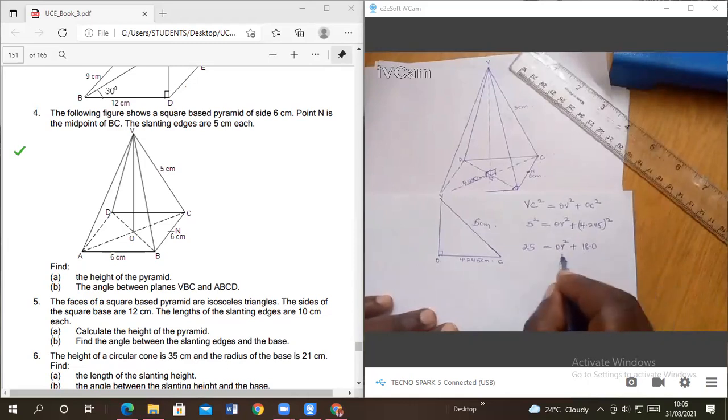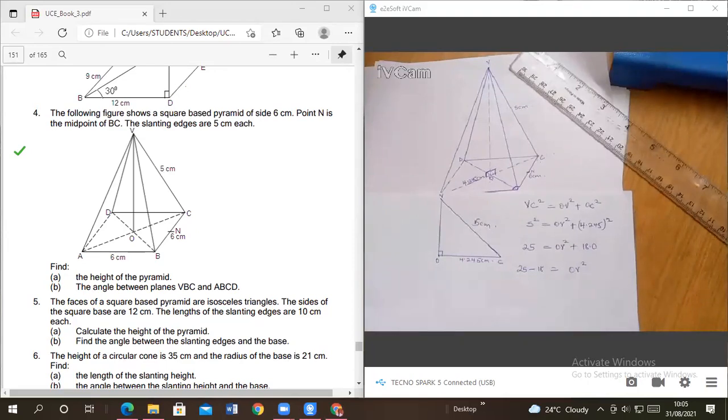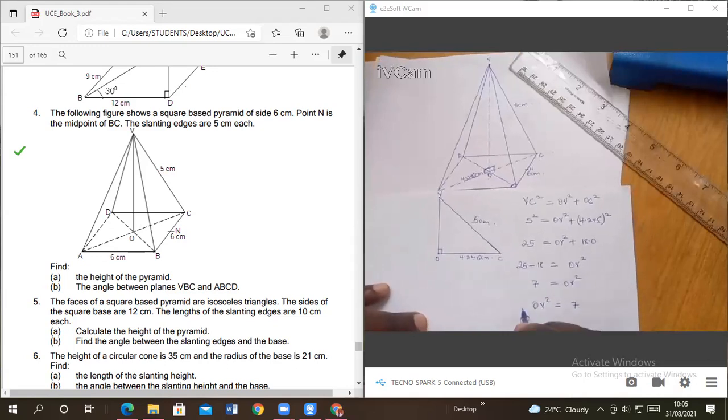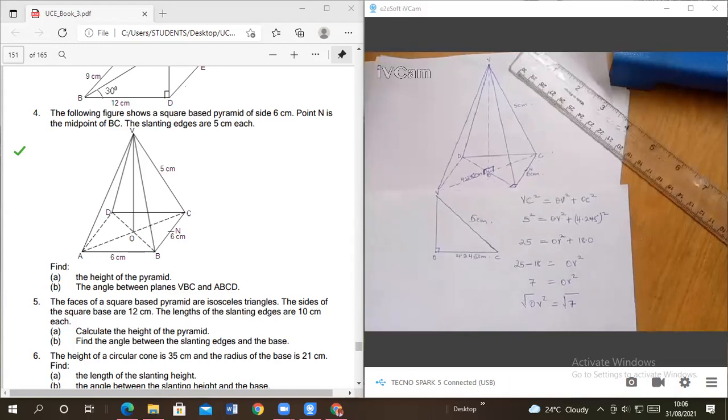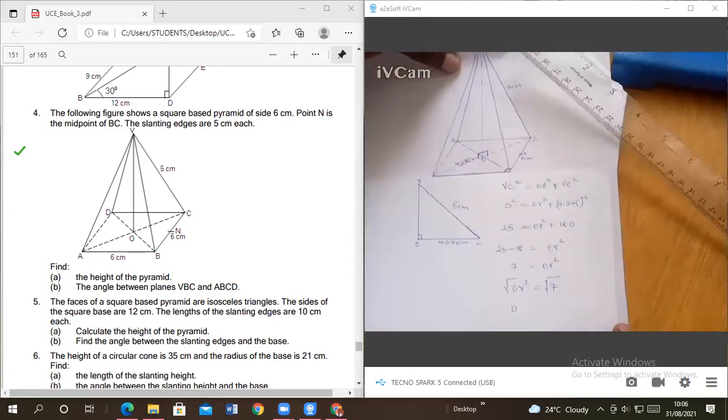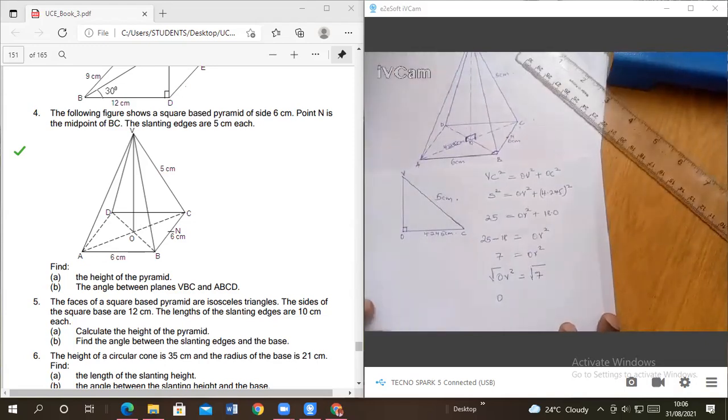Are we together? So we bring 18 this side and we shall have 25 minus 18 equals to OV squared. Yes. So we get 7 equals to OV squared. Now I can interchange and write OV squared equals to 7, and I find the square root on both sides. What's the square root of 7? Sandra, what's the square root of 7 using your head? Yes, teacher, I can't hear. What's the square root of 7?